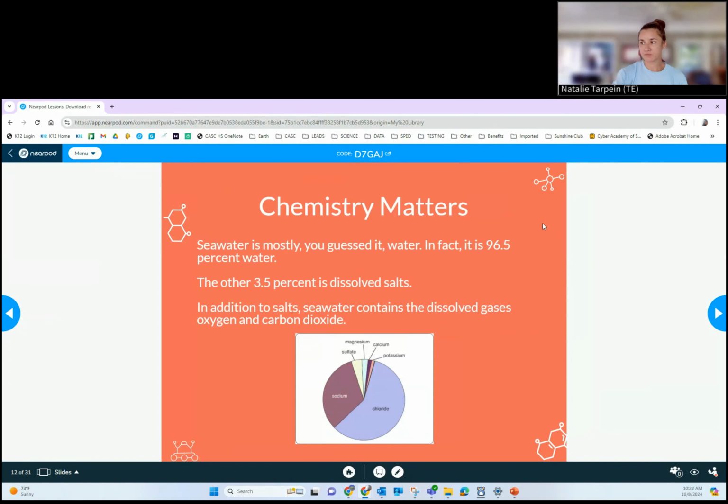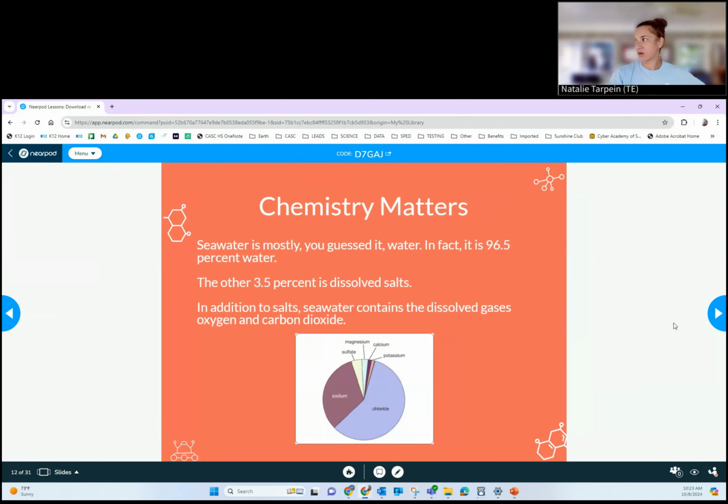And so you got a nice little pie chart here kind of showing you, in addition to salt, seawater contains dissolved gases like oxygen and carbon dioxide. That's another very important topic. We're not really going to touch on that as much today. We may see a little bit of that later in this unit. But mostly salt, 3.5% salt.